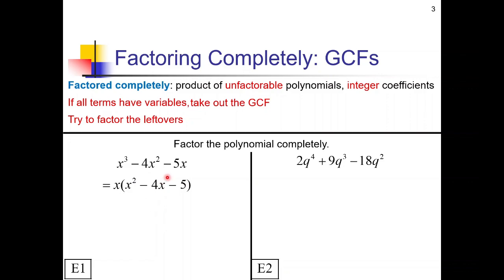So are there 2 things that multiply to negative 5 and add up to negative 4? Well, 1 and 5 works if we have positive 1 and negative 5. So the full factorization of this one then would be x times x plus 1, times x minus 5. So we have an unfactorable product here and all integer coefficients. We're going to move on to example 2 now.